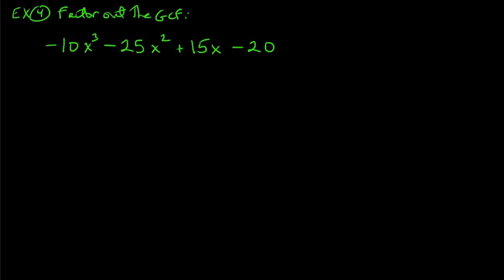All right, one more. Okay, factor out the GCF. Negative 10x cubed minus 25x squared plus 15x minus 20. Okay, so here I'm hoping you see the GCF is just 5. 10 is 2 times 5, 25 is 5 times 5, 15 is 3 times 5, and 20 is 4 times 5.